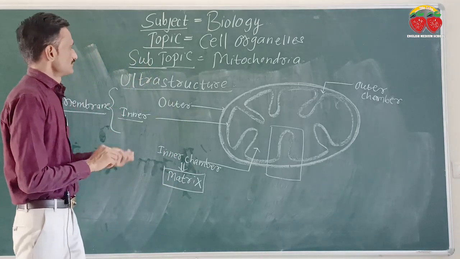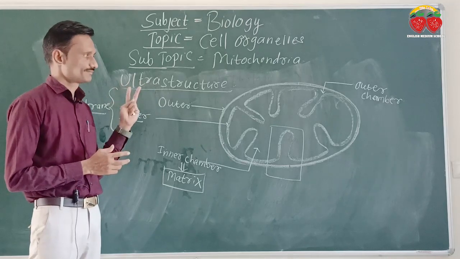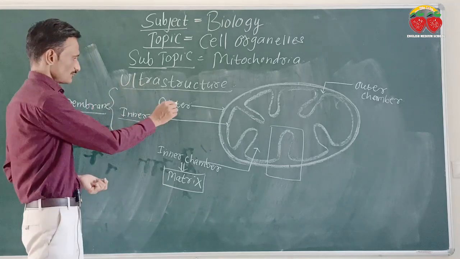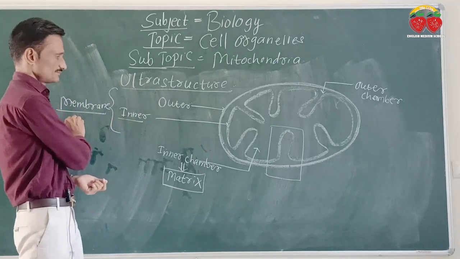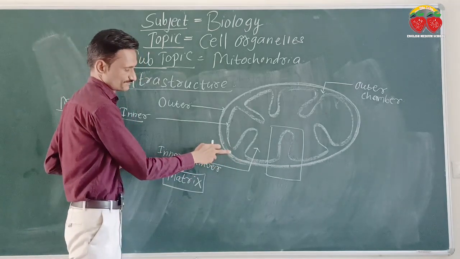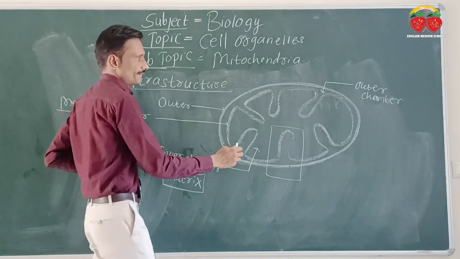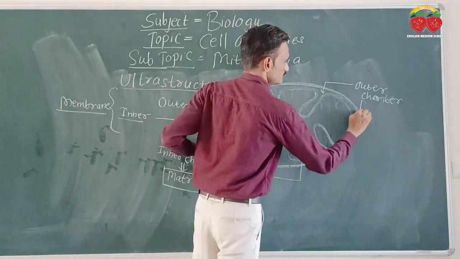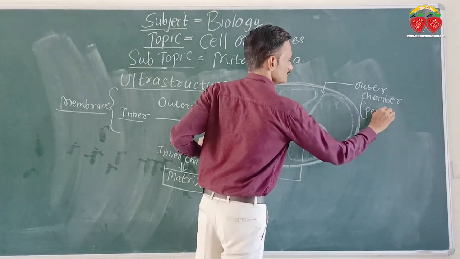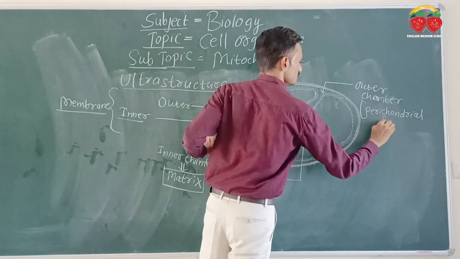So, according to the ultrastructure, mitochondria has two membranes and two chambers. The outer membrane and inner membrane are the two membranes, and the outer chamber is present in between the outer and inner membrane. That is also called the perimitochondrial space.